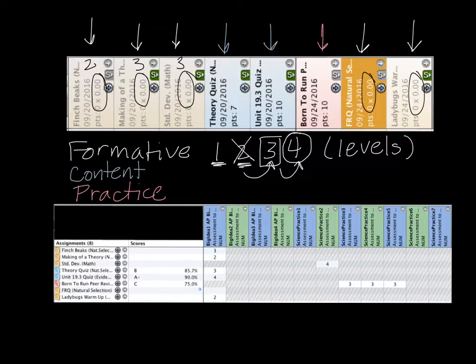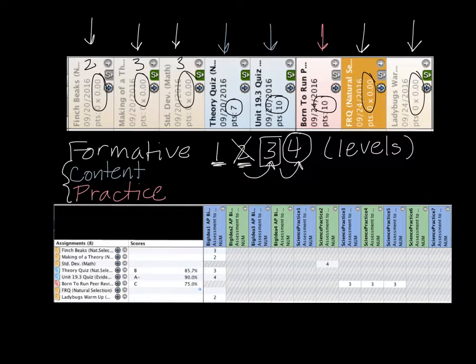Some of the practice standards that students work on all year are ideas like the use of mathematics in AP Biology, analyzing data, supporting a scientific argument, the things that scientists do on a regular basis. Both of these do have scores. So you'll see, for example, this one is out of 7 points, this is out of 10, and this is out of 10. Okay, so both the content standards and the practice standards go into the grade book as points that go toward their final grade.